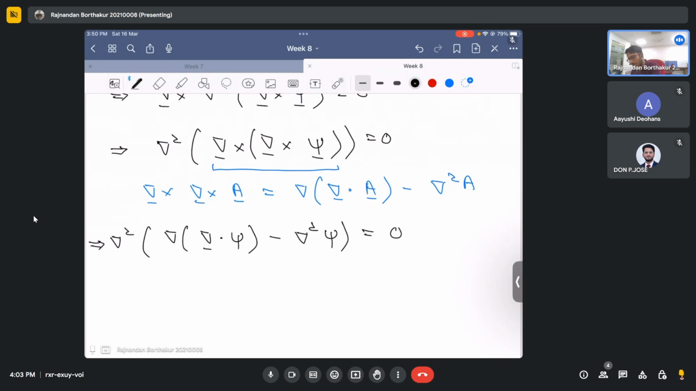Now, can you tell me what this is? And this, of course, is a vector. Can you tell me what this is? For an incompressible flow, we have not utilized one more equation, which is basically the continuity equation.